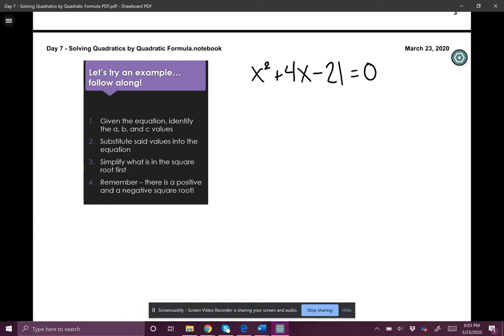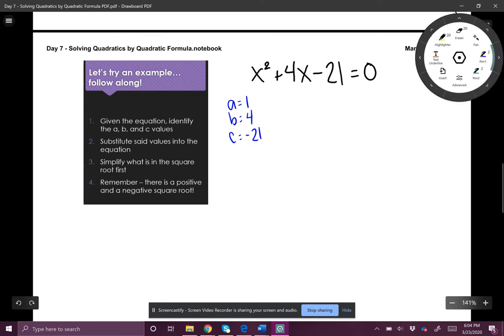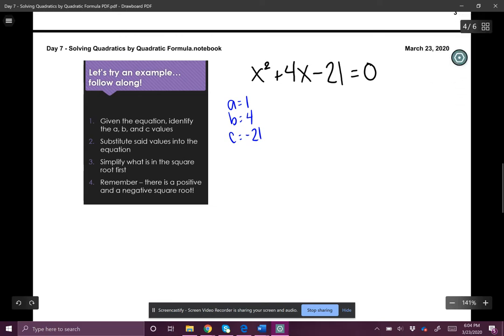So our first step is we're going to identify our a, b, and c values. So in this case, our a value is 1, our b value is 4, and our c value is negative 21. The equation is already equal to 0, so that's good because remember when we factor, we have to make sure our equation is equal to 0 unless we're solving by square roots or completing the square. So, do you remember the formula? Let's write it out, see if we actually do. We can sing the song.